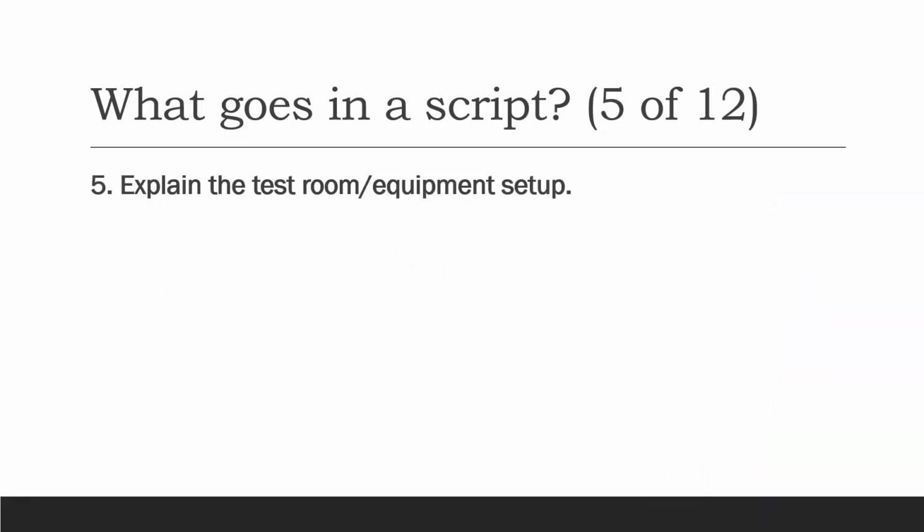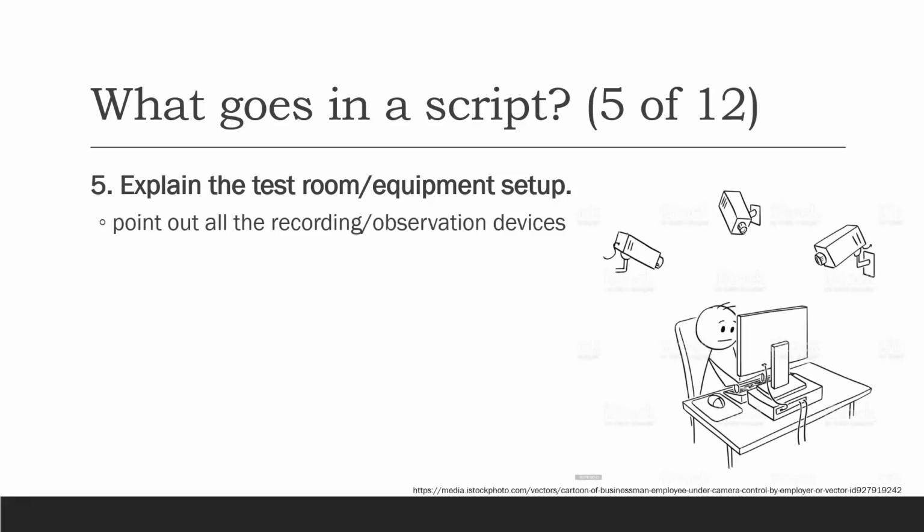Another thing you need to then explain is the test room or equipment setup. In particular, you need to point out the recording or observation devices. If someone has a camera pointed at them, they need to know that they are being recorded. If their voice is being recorded on a microphone, they need to know that they are being recorded. If you are doing a remote test and you are capturing someone's screen and taking video of what their mouse is doing, or perhaps you're using their computer's video camera and getting their facial expressions as they work through, that's important. If you don't tell them, it's really a bad invasion of privacy.